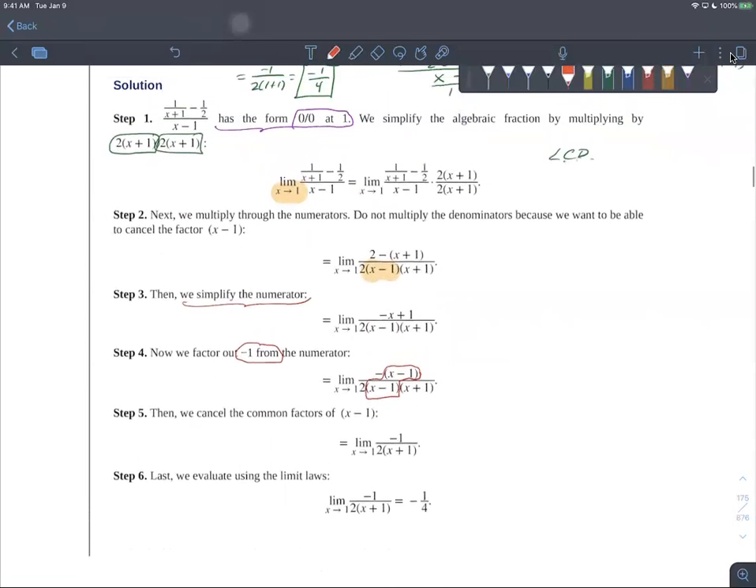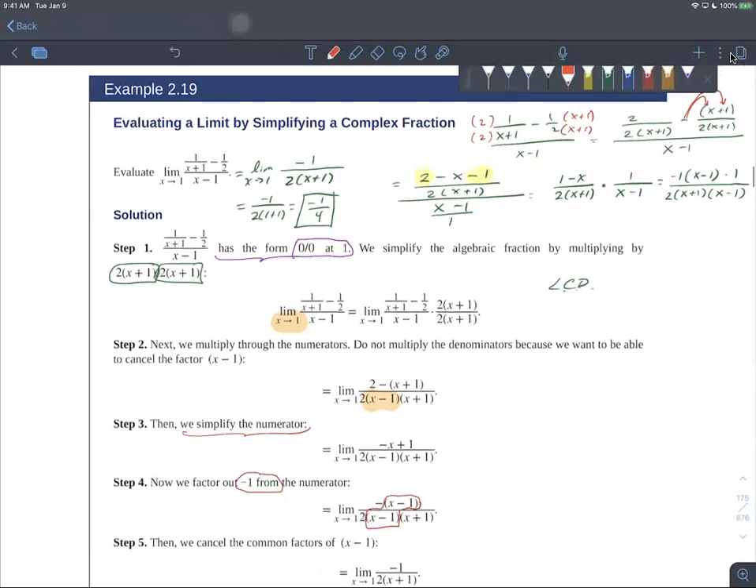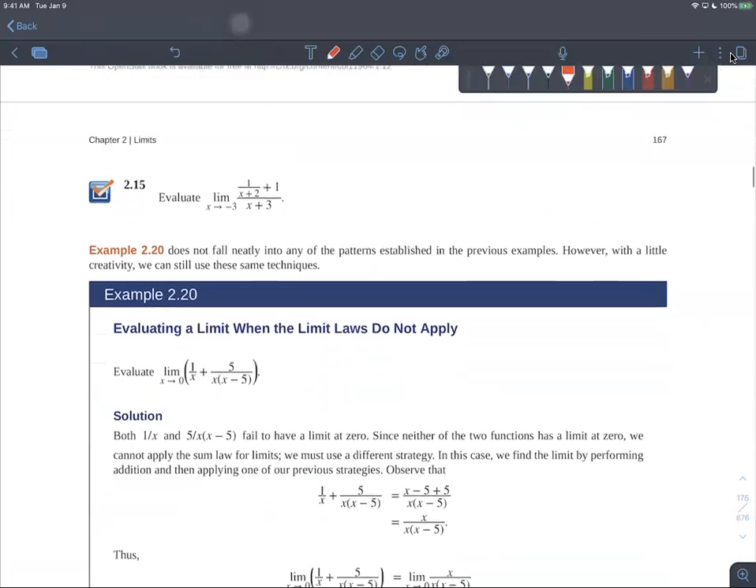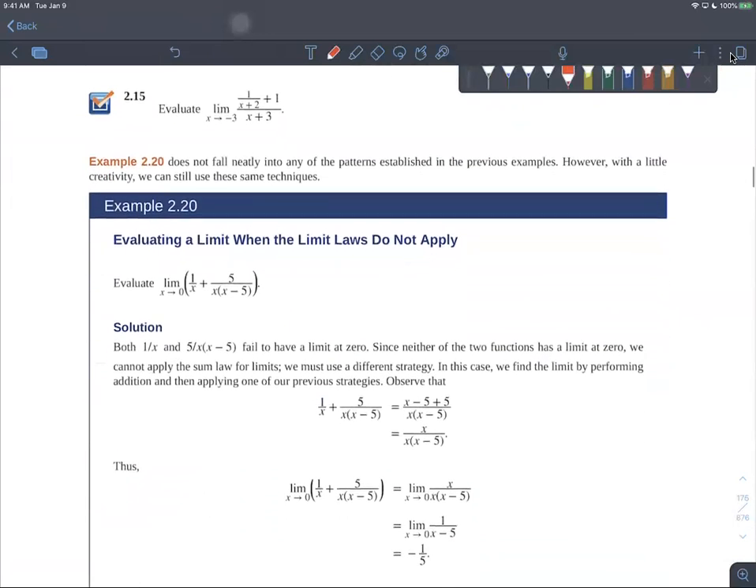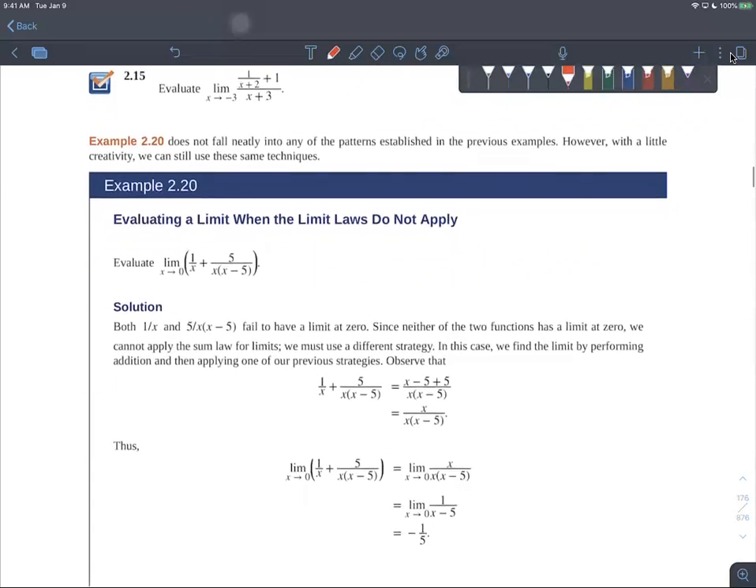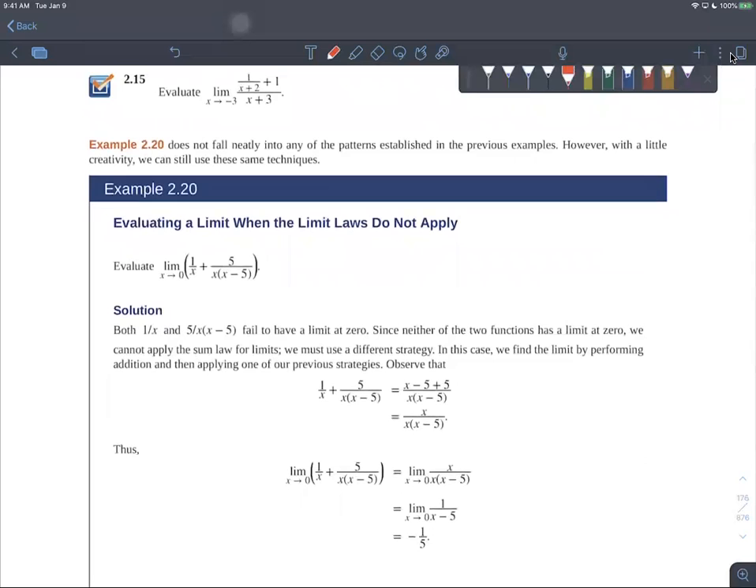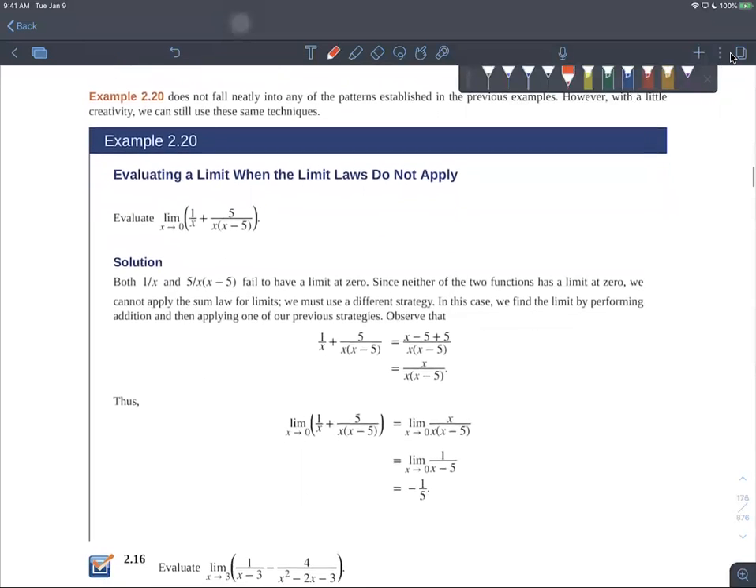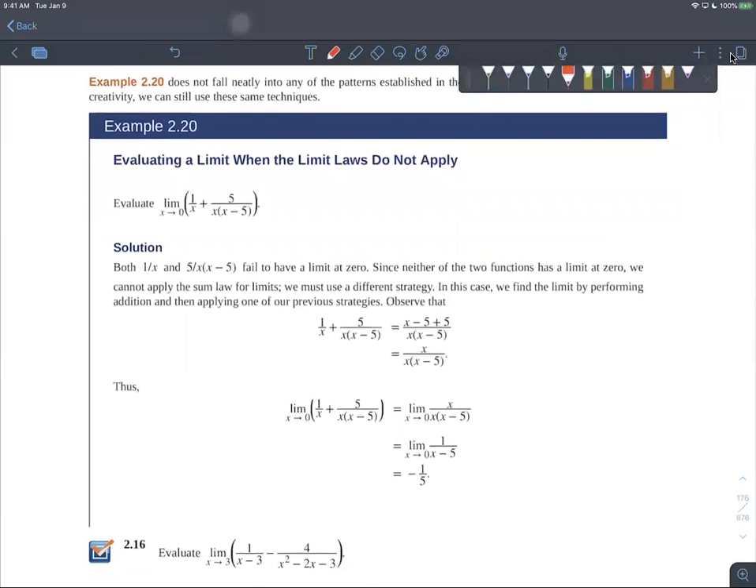All right, so nice. Evaluating a limit by simplifying a complex fraction. Now, example 2.20 does not fall neatly into any of the patterns established in the previous examples. However, with a little creativity, we can still use these same techniques. So example 2.20 is evaluating a limit when the limit laws do not apply.